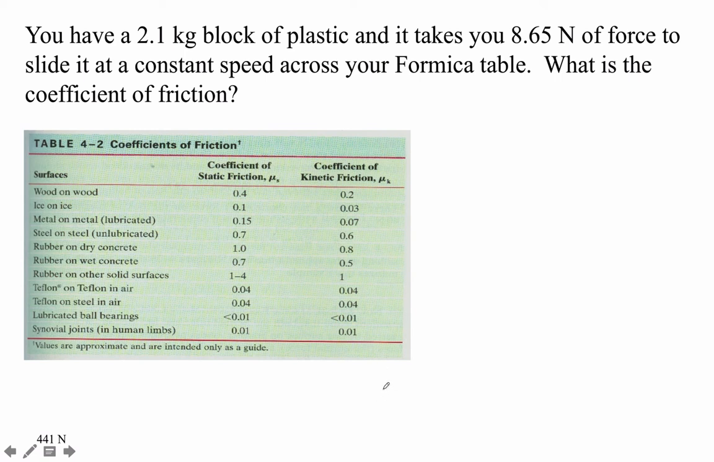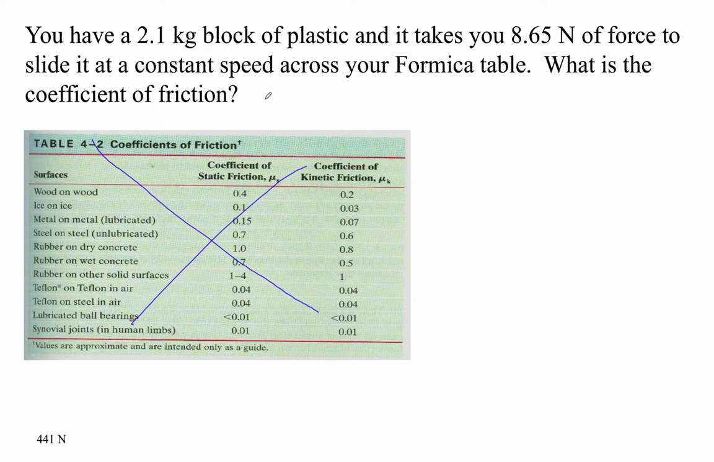You have a 2.1 kilogram block of plastic, and it takes you 8.65 newtons of force to slide it across your Formica table. What is the coefficient of friction? By the way, none of this stuff is plastic, so we're not going to use that. So we're solving for the coefficient.